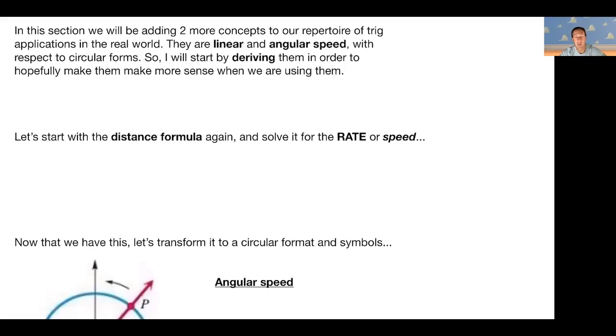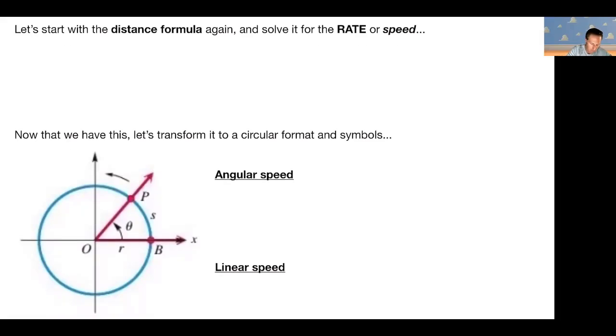As I mentioned, we're going to be talking about linear and angular speed with respect to the circular forms that we've been talking about recently in that last section. Since we're going to be dealing with circles, I'll start by deriving them from a circle. Like I said, I always like to show you where these things came from so you understand how to use them a little better and hopefully help with memorizing them. We're going to start with the distance formula here, which I hope you all remember.